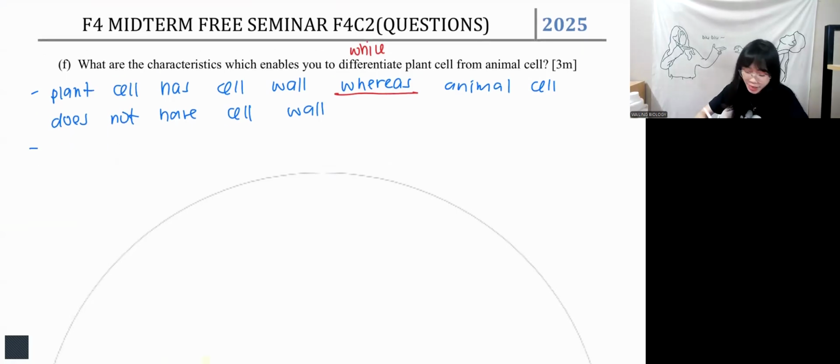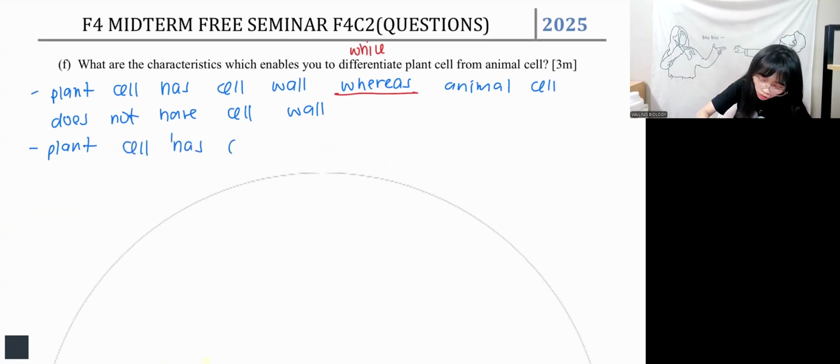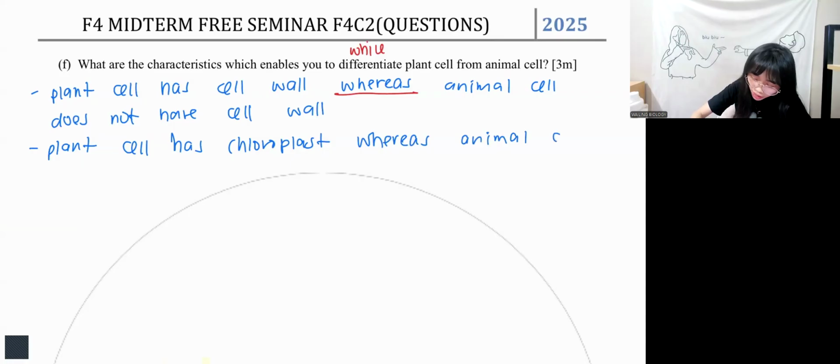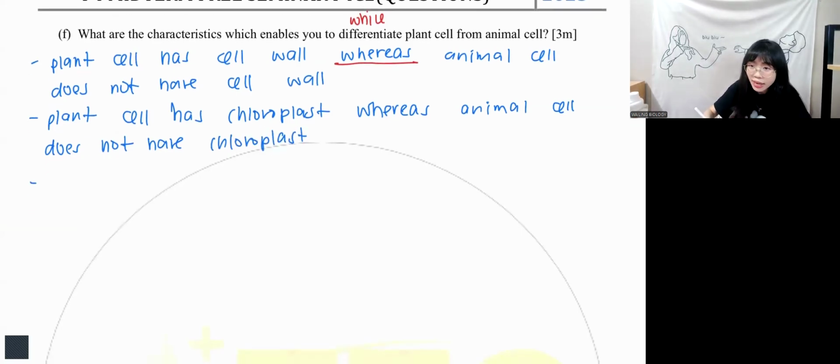Okay, next, chloroplast. Plant cell has chloroplast, whereas animal cell does not have chloroplast. What does animal cell have? Centrioles, correct. Animal cell has centrioles.